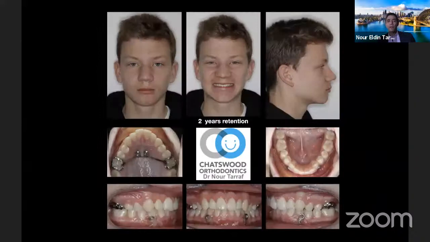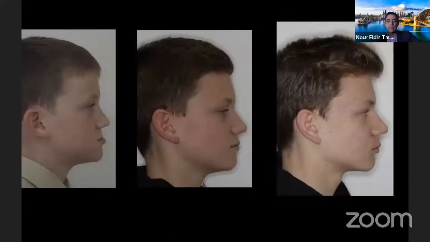And this is him now, 2 years of retention. He's now well and truly grown up. And I think we've probably managed to avoid surgery for him. So that is the case progression over the long term.